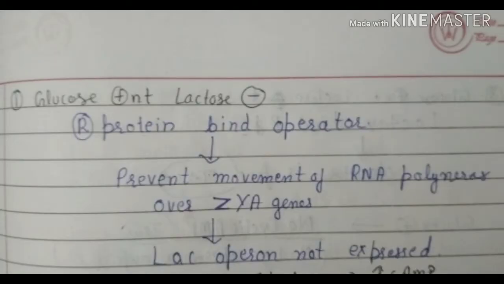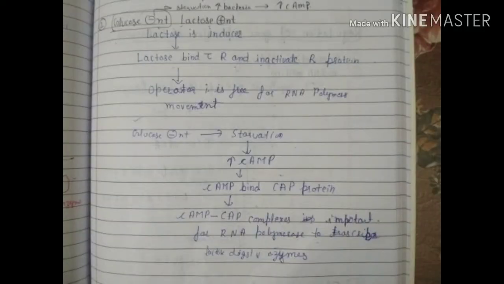Now three situations can be there. We will discuss. First is glucose present, lactose absent. This is the normal situation. In this situation, as I have told you, the bacteria will use glucose and there is no need of lactose digesting enzyme. Okay, so what will happen here? The repressor protein will bind to the operator. So there is no movement of RNA polymerase to the Z, Y, A genes and the LAC operon is not expressed. So a simple case.